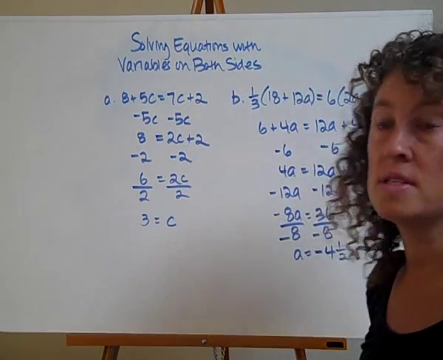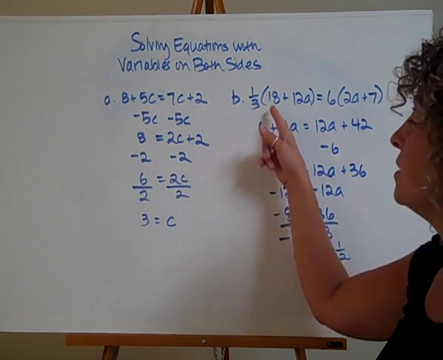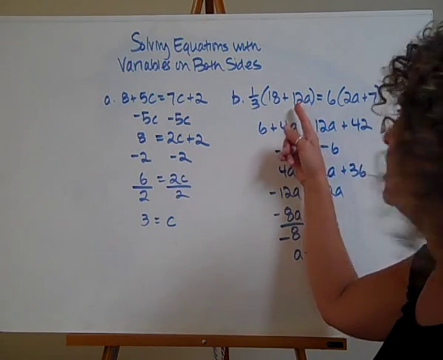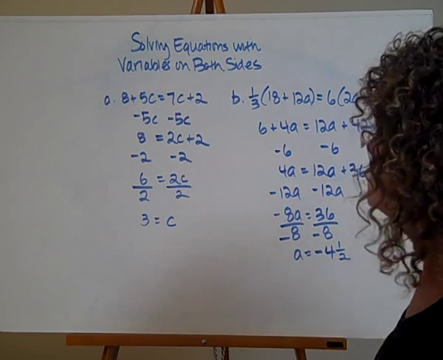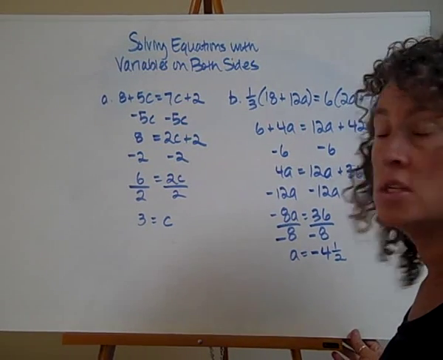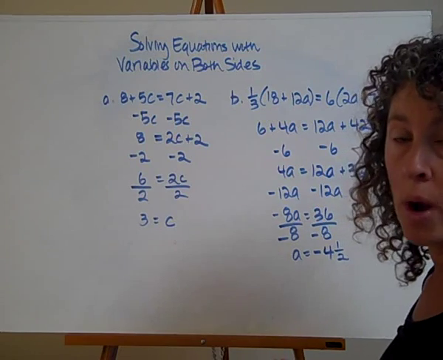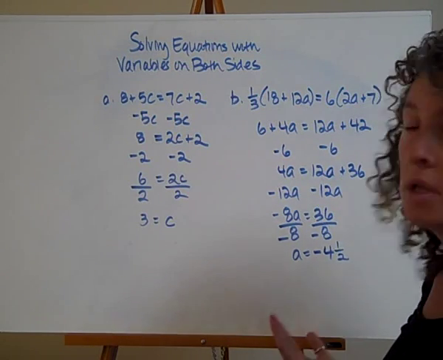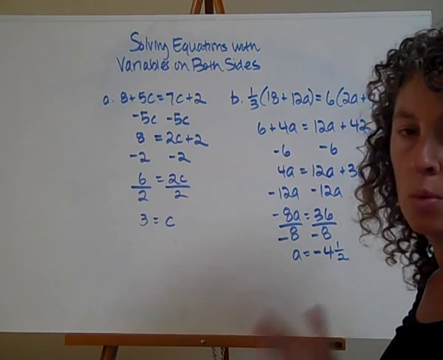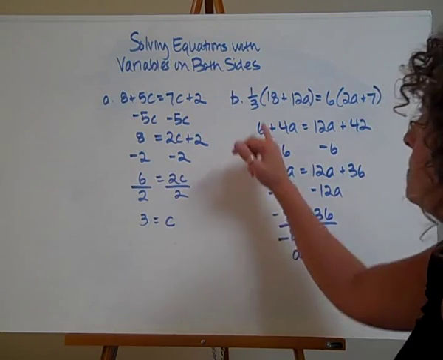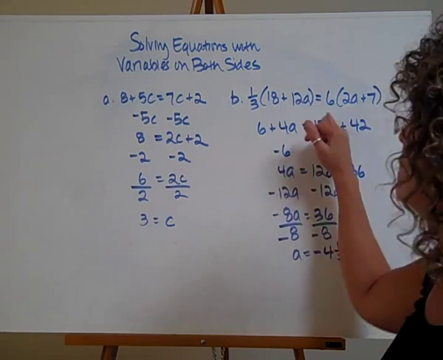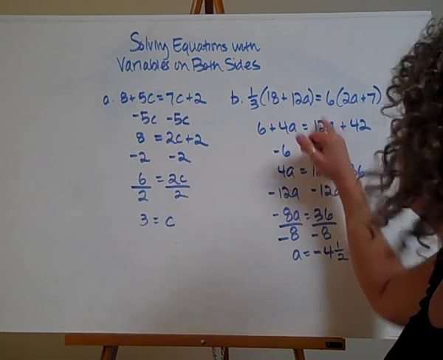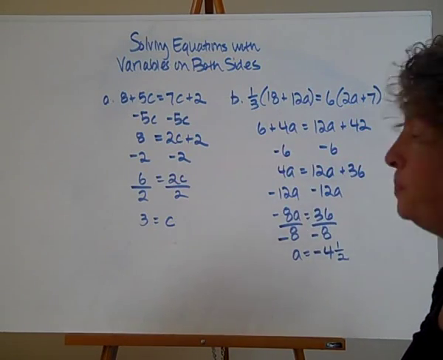Let's look at one with parentheses in it. I have 1/3, and then in parentheses 18 plus 12a equals 6, and then in parentheses 2a plus 7. So notice that the first thing I really need to do is worry about that distributive property with my parentheses. Not the only way you can solve it, but definitely the one that we tend to gravitate toward. So 1/3 times 18 is 6. 1/3 times 12a is 4a. 6 times 2a is 12a, and 6 times 7 is 42.